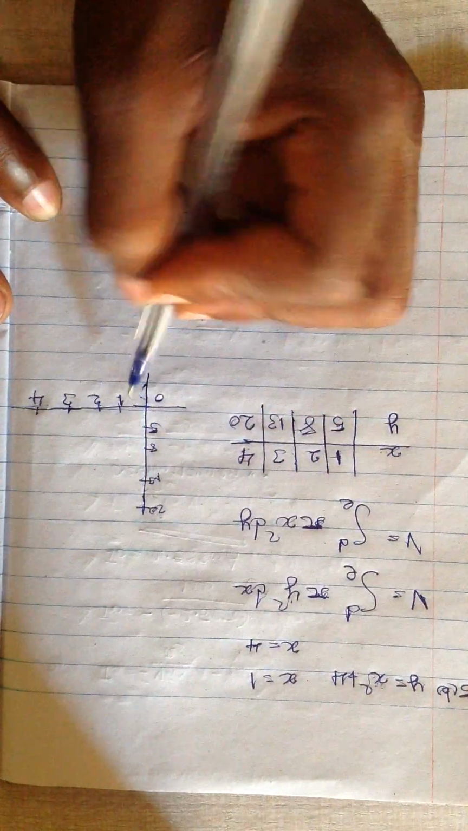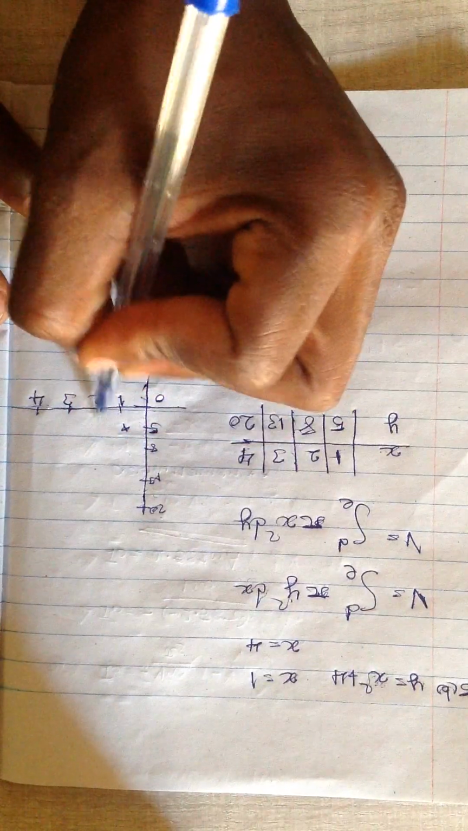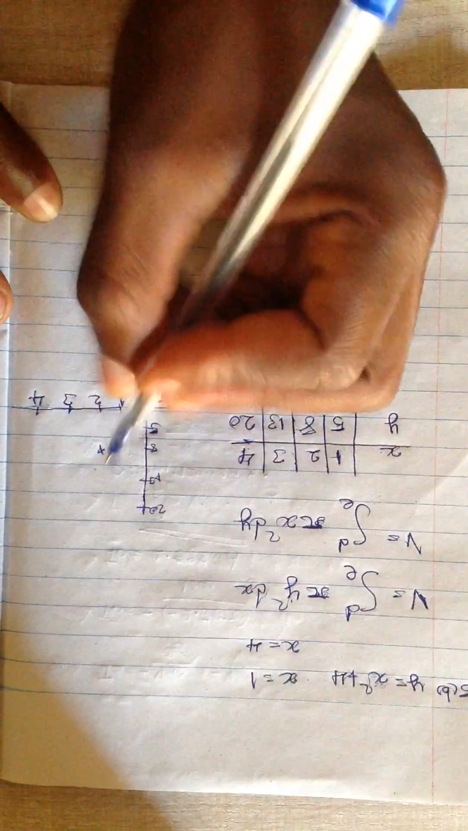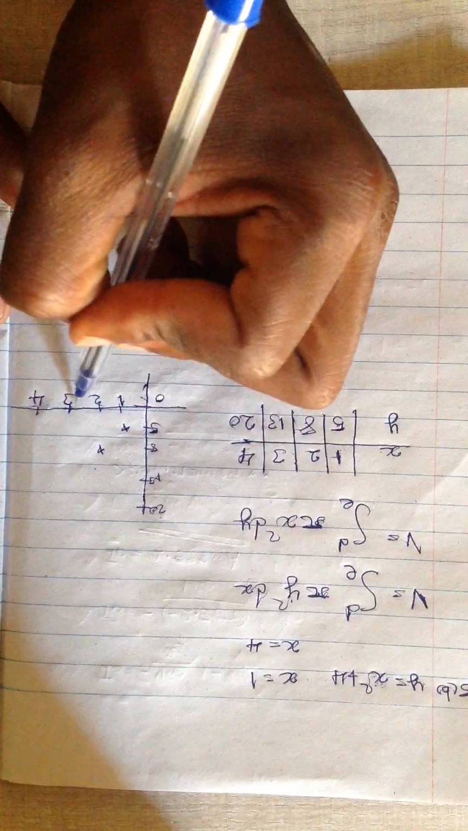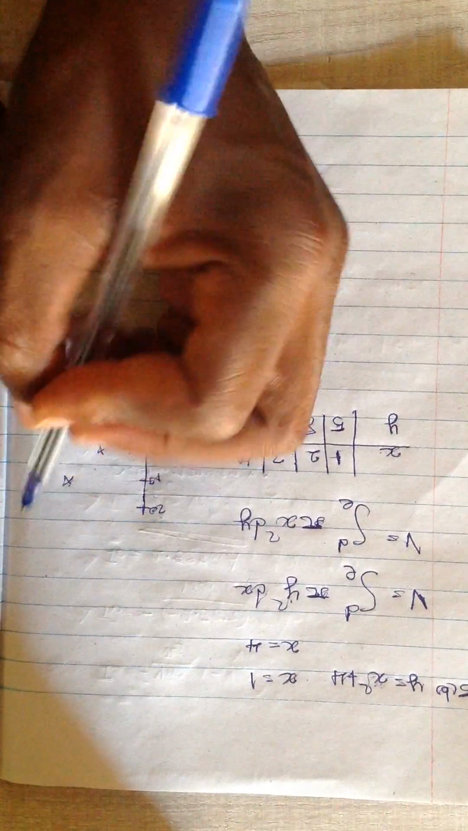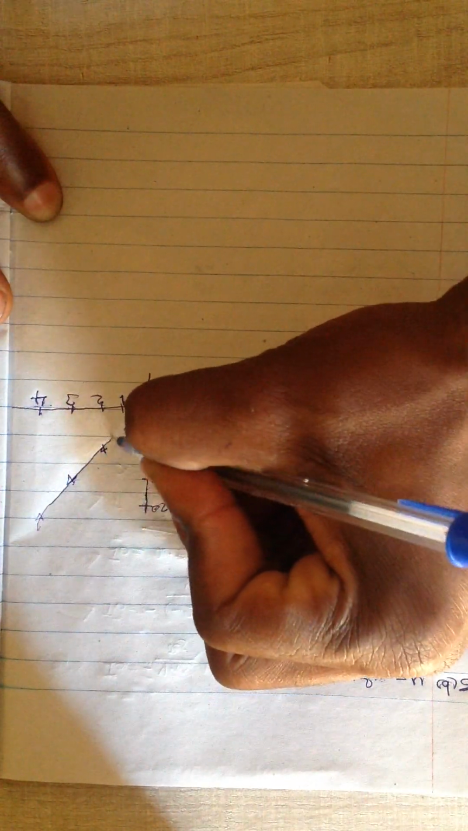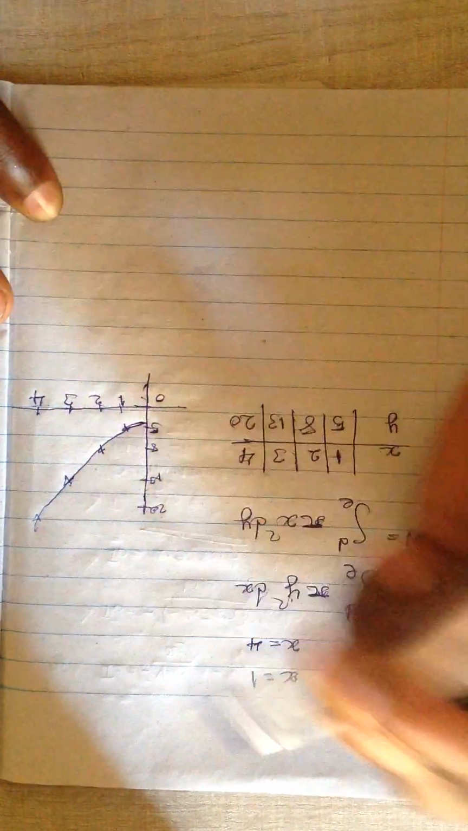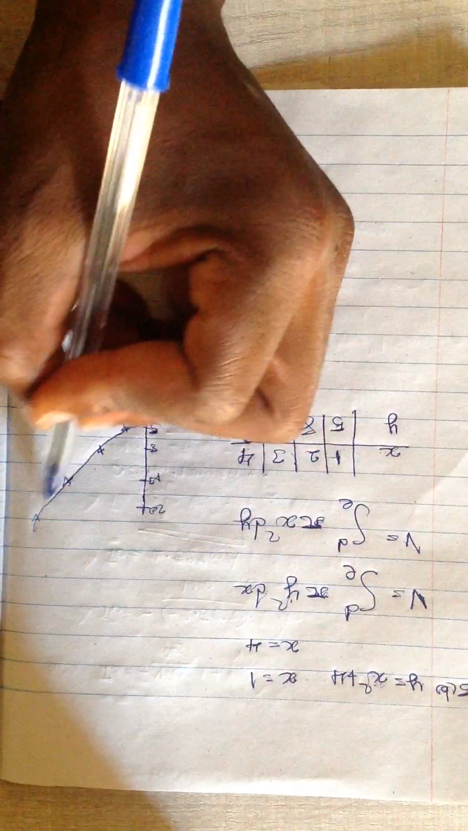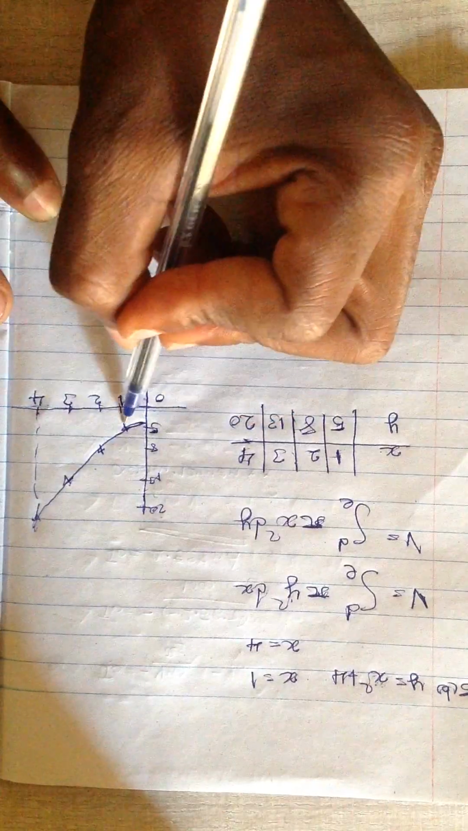So what is 1,5? I have it here. What is 2,8? 2,8 comes here. What is 3,13? 3,13 will be here. What is 4,20? I have it here. So my curve was coming like this. This is my curve, and this is the limit.